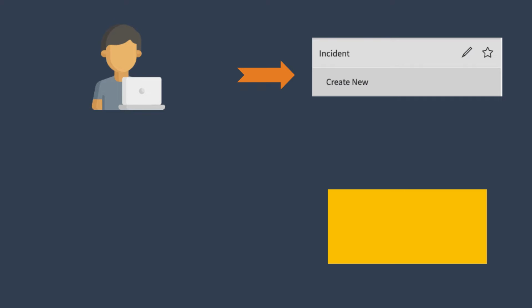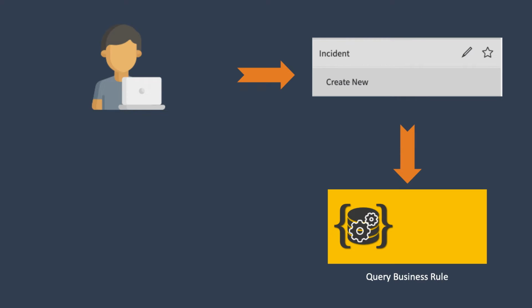Now when the user requests a form, what is the first thing which will run? And that will be the query business rule. So the query business rule will always run first. That, hey, I have to query something, from where? From the database. So when a user opens up a form, it always runs the query business rule, goes to the database, and then gets the data.